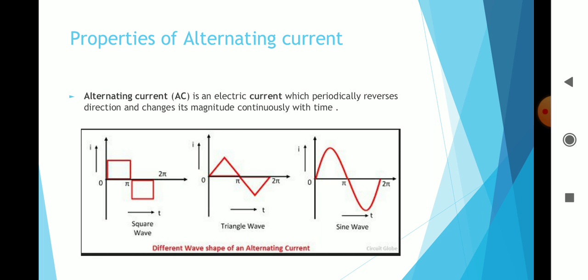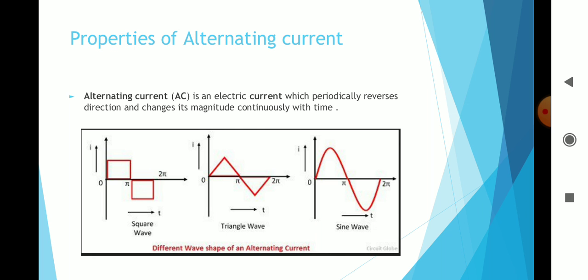Okay, properties of alternating current. Alternating current is an electric current which periodically reverses the direction and changes its magnitude continuously with time. In this diagram below, we can see there are different kinds of alternating current. In general, we see the sine wave, the one to the extreme right. The triangle wave and the square wave are more complicated forms of the sine wave only. But these are different kinds of alternating currents.